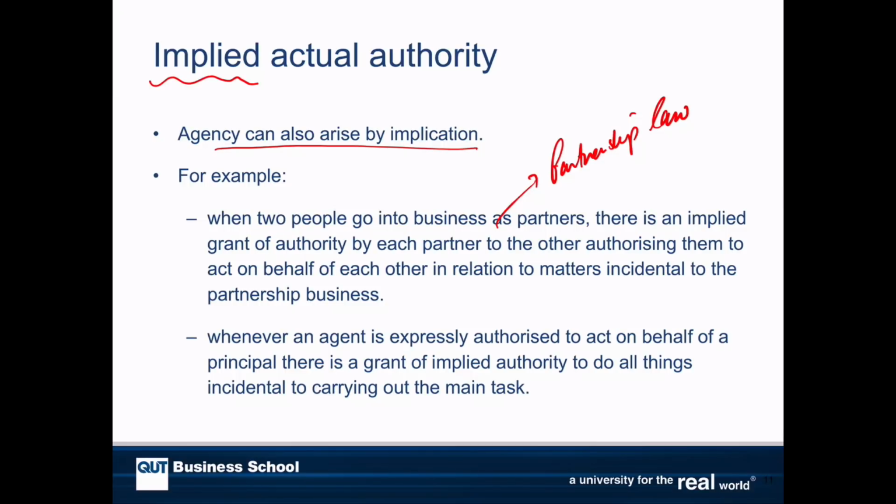Where it's more likely to come up in the real world for us is where an agent's given express authorization to do something, and then the law will say they get implied authority to do the things necessary or incidental to carry out the main task. Okay, let's go back to our coffee shop example. Just say I'm left in charge of the coffee shop. And then what happens if we run out of milk? So imagine that scenario. I'm in the coffee shop and we've run out of milk. Well, I think it's reasonable to say that there's implied authority for me to go out and buy milk, right?